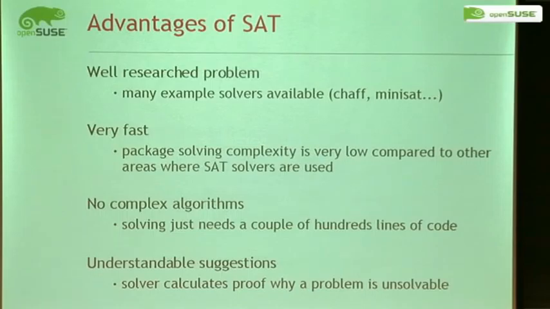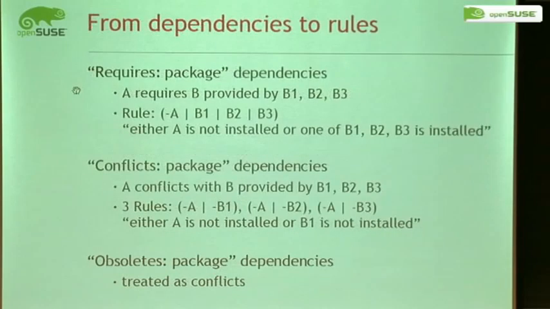And that's good because if the community is working on 10,000 lines of code, it's hard to find people to really dig into that code and understand what's going on. With just 100 lines of code, people will contribute to it. And of course, as I said, if a problem is unsolvable, the algorithm gives you really good suggestions how the problem can be turned into a solvable problem. So this is also much better than with Red Carpet.